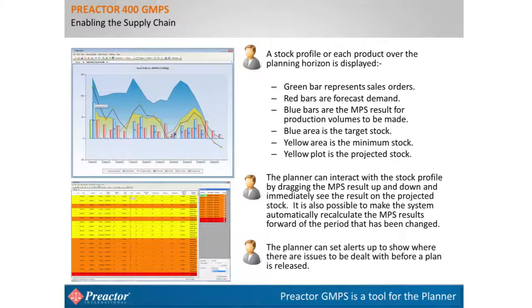The result of this is displayed in a variety of ways. For example, for each product there is a stock profile which shows the aggregated demand and the MPS result. The graph is interactive. The user can increase or decrease the MPS values and see the impact on stock levels into the future. An alerts table shows where potential problems will occur, such as overstock, understock, product going out of shelf life, and so on.